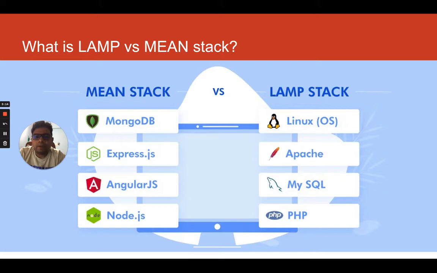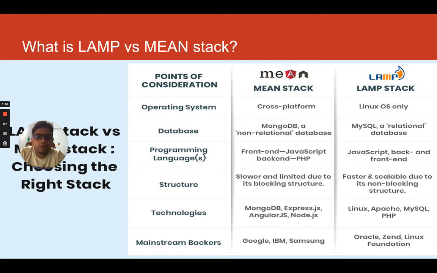Sometimes people confuse LAMP with MEAN, so don't get confused. In MEAN, we have Mongo, Express, Angular, and Node, but in the LAMP stack we have Linux, Apache, MySQL, and PHP. In the MEAN stack, the operating system layer is cross-platform, but in LAMP it is Linux based. At the database layer, the MEAN stack supports a non-relational database, which is MongoDB, and LAMP supports MySQL, which is a relational database. Technology-wise it is different, and LAMP is faster compared to the MEAN stack. MEAN is being promoted by Google, and LAMP by the Linux Foundation.